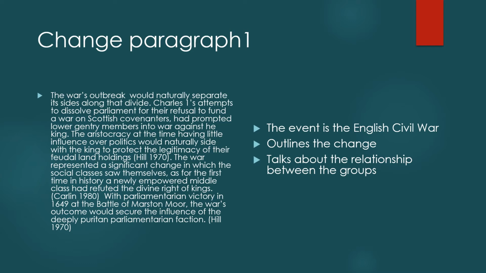So the event was the Civil War, and the change is a significant change in the way in which social classes saw themselves. Okay, and then it talks about the parliamentarian victory, and it clearly outlines that it was an interaction between the groups.